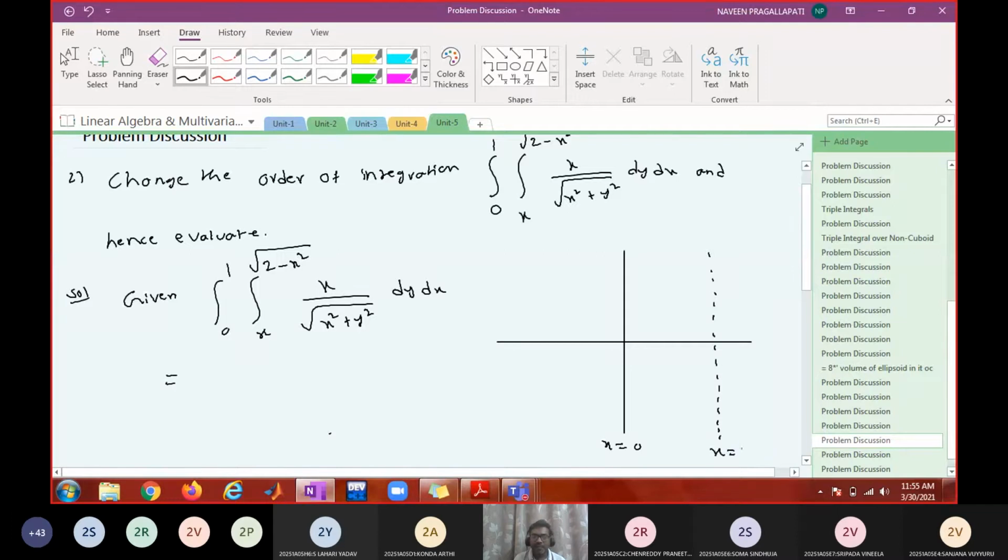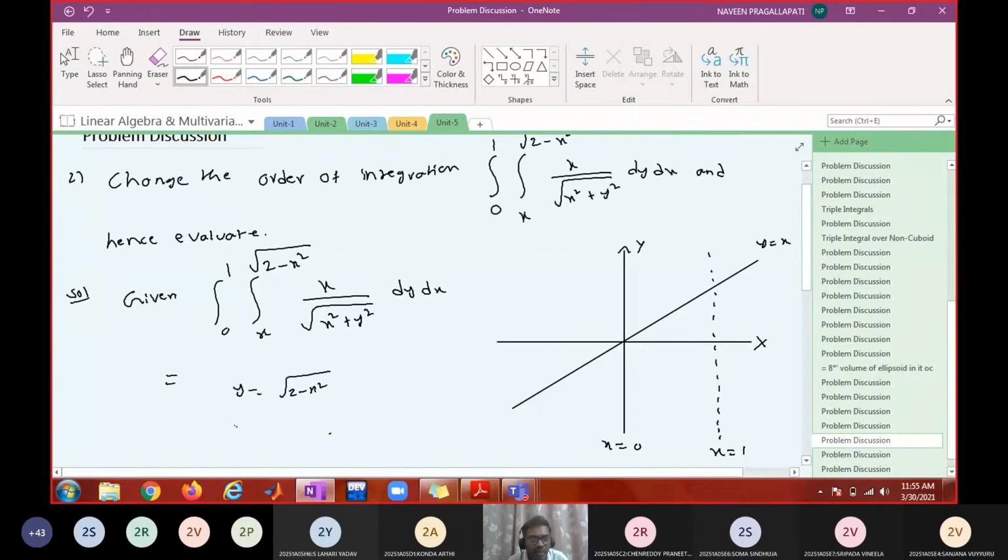This is a line parallel to the x-axis. So the area is mainly bounded by where to where? These two: y equal to x and y equal to root of 2 minus x square. What is y equal to x? A line passing through the origin. So this is y equal to x. What is the other one? y equal to root of 2 minus x square.